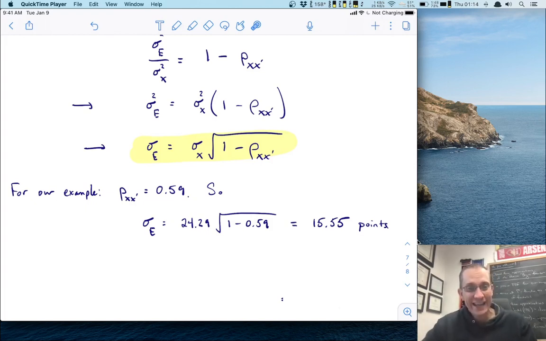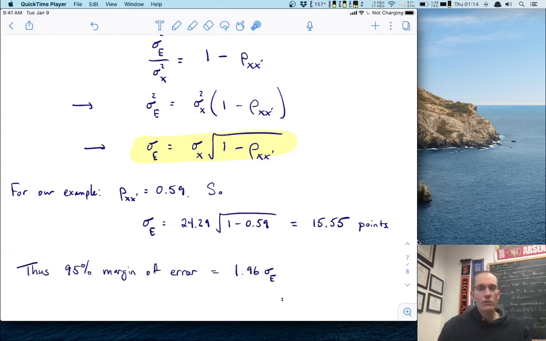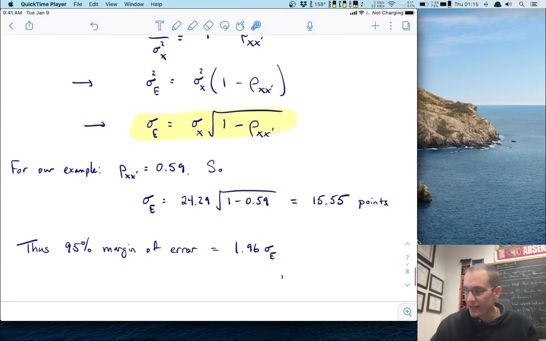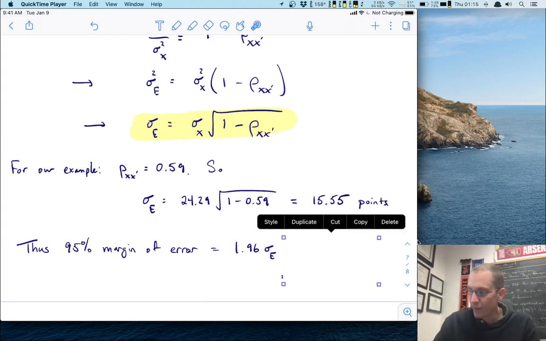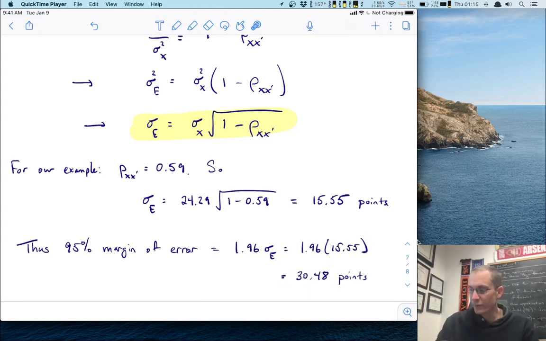This tells you a way to figure out the margin of error or a confidence interval for your true score estimates. When you want to do a 95% margin of error, for confidence intervals or whatever, you might remember from your stats class, you simply take the standard deviation and multiply by 1.96. That gets you almost two standard deviations away, which covers about 95% of the possible values under the normal curve. So if we were going to find a margin of error for this test, we would just take 1.96 times that expected error, and we would get 30.48 points. So whatever measurement we gave for someone, we would take that measurement plus or minus 30.48 points, and that's going to give you a confidence interval for the true score that you're supposed to be measuring.